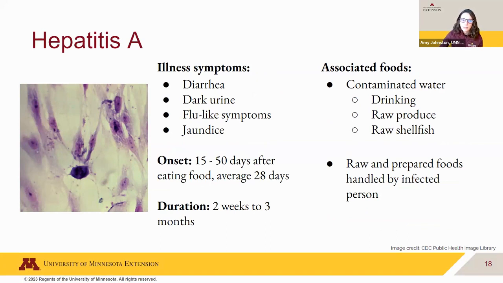The hepatitis A virus attacks a person's liver and causes symptoms like dark urine and jaundice, which is yellowing of the skin and or eyes. There is testing and a vaccine available to prevent hepatitis A infection. So if you're interested in learning more, Rick will share links in the chat to a fact sheet by the Minnesota Department of Health.